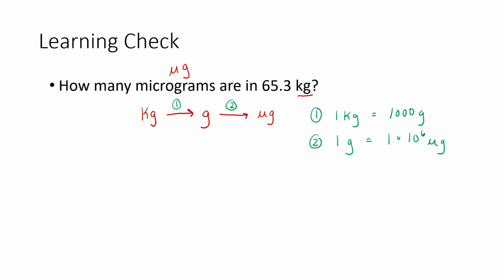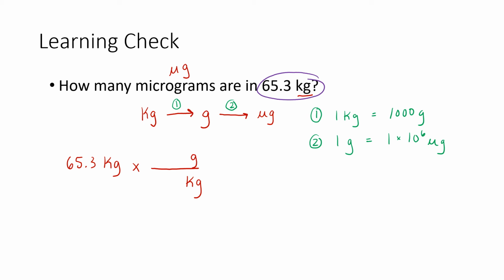Next, we're going to start setting up our dimensional analysis. We're going to start with that 65.3 kilograms we were given in the problem. 65.3 kilograms. And we're going to use our first unit conversion as a fraction. We're going to want to put kilograms in the denominator so they can cancel. And we're going to want to put grams in the numerator.